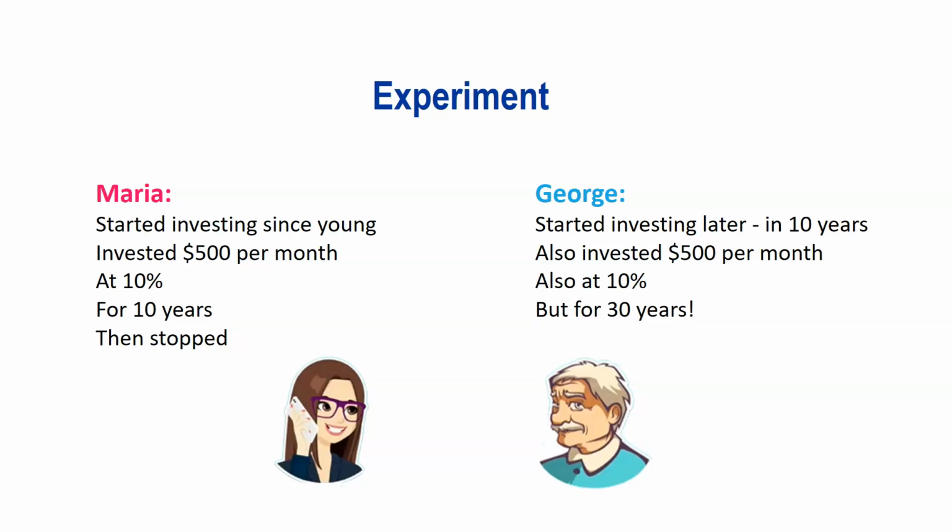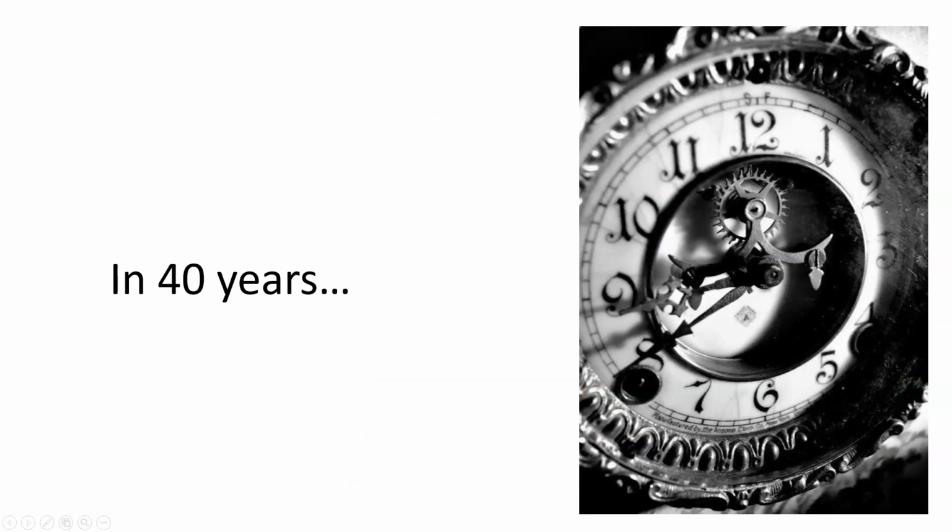And we also have George, who started investing later, in 10 years, after Maria stopped doing this. He also invested the same sum, £500 per month, also at the same rate of return, 10% per year, but for 30 years. In 40 years' time, what do you think happened? Who do you think had more money in their account? Stop and write down two numbers, one for Maria and one for George. How much money do you think they had? Who do you think had more money as the result of their investing efforts? Stop the video, write down two numbers, then continue.